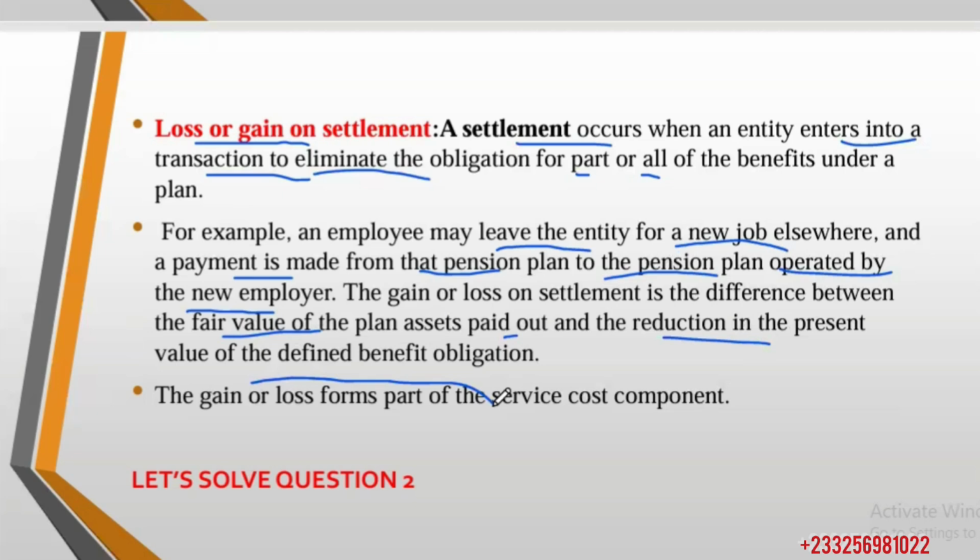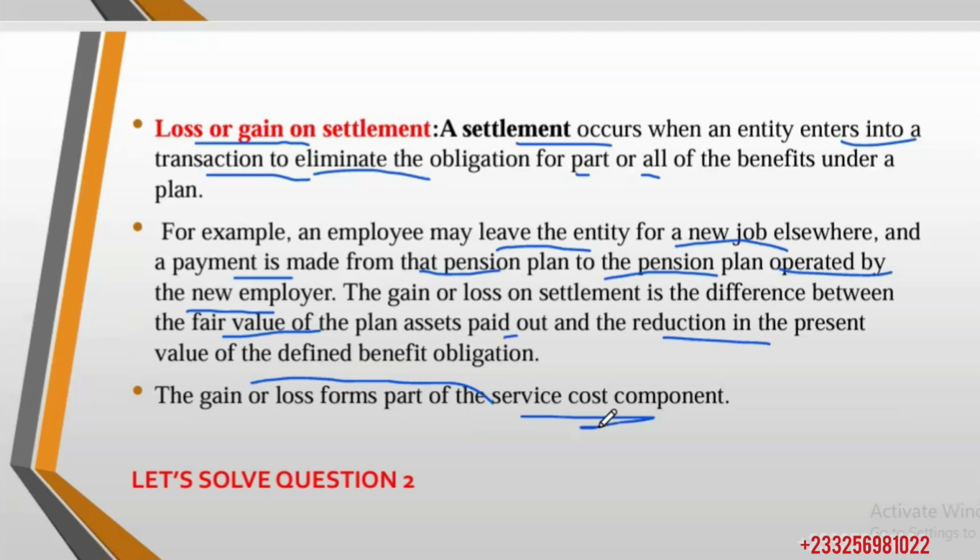So when employees leave the entity for a new job elsewhere and the payment is made from the pension plan by the old employer to the new pension plan of the new employer, you are doing what we call settlement. You are eliminating the obligation, so that one day when they go on retirement, they don't come to you, they go to the new employer. So you are trying to eliminate the obligation of the benefit that you have to pay to them. That's what we call settlement. You're trying to eliminate either all or part, right? And it says a gain or loss forms part of what?